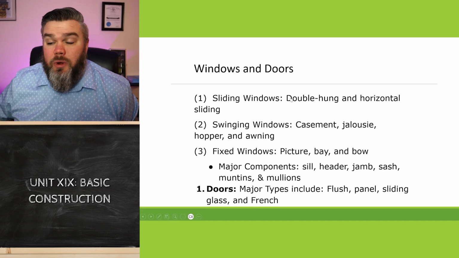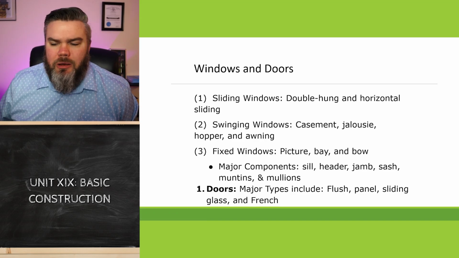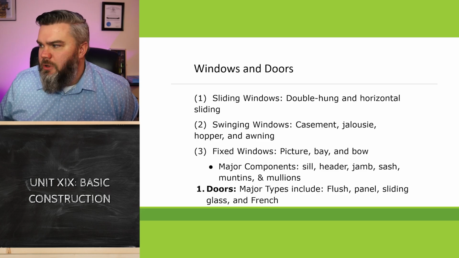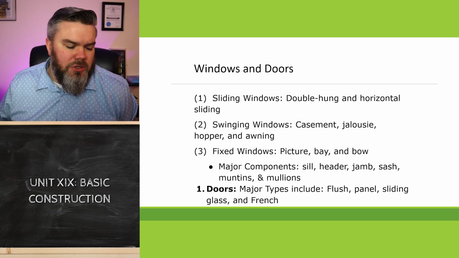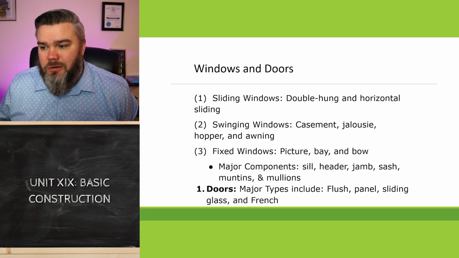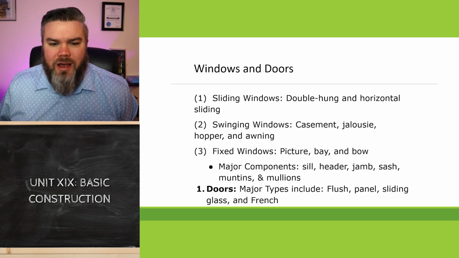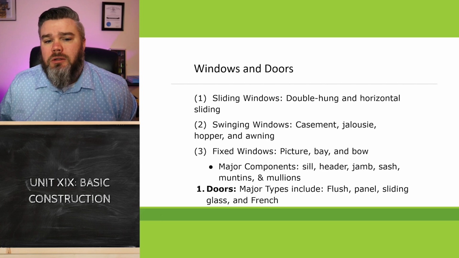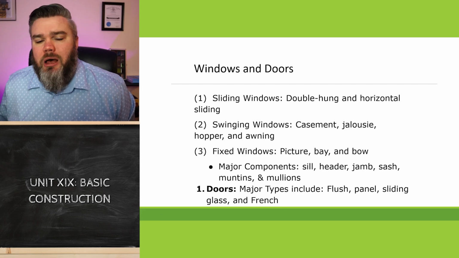I don't think there's anything with windows on my test. I have heard it coming up on the national test. Double hung and horizontal sliding windows, of course, casement, jalousie, hopper, and awning windows. However you want to pronounce that word, I really don't care. That's it. I mean, you have like one construction question on my test. One. It's not a super consequential topic in any way, shape, or form.